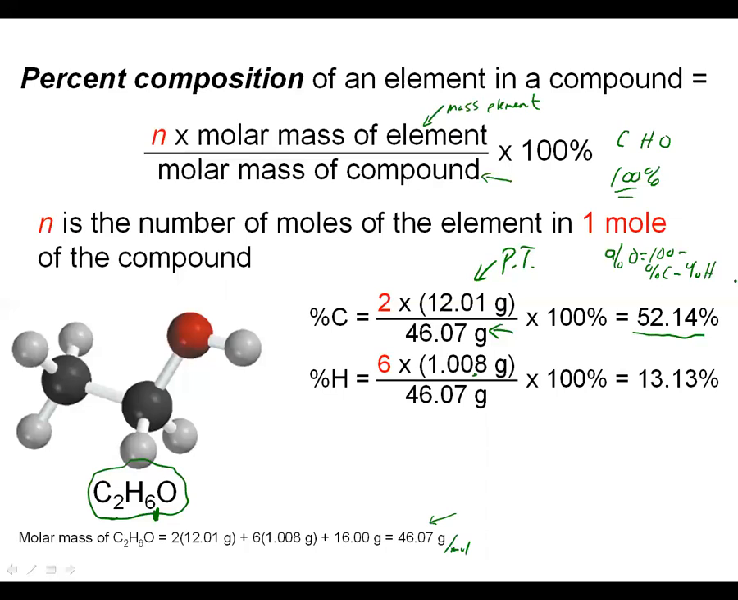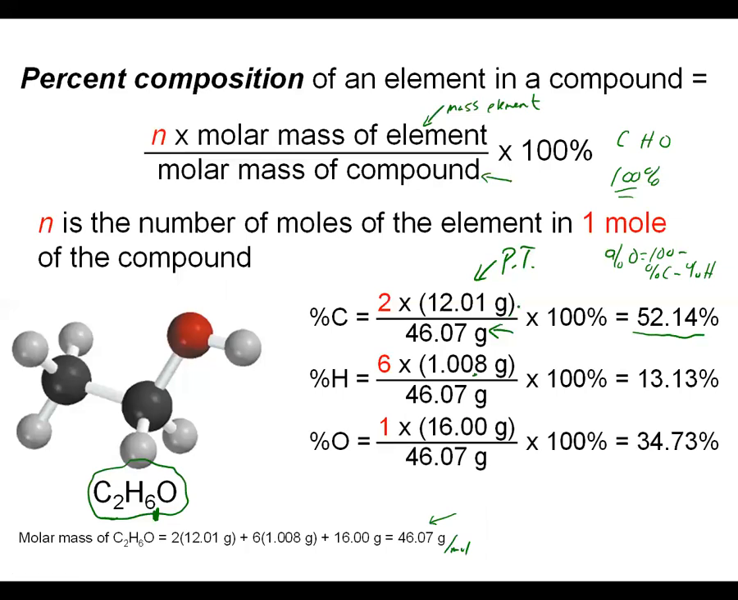Or you could just do the calculation like the other 2 and take, since there's only 1 oxygen in that compound, the 16 grams per mole from the periodic table, divided by the 46.07, which is the molar mass of the entire compound, and that gets you 34.73% of it being oxygen. Obviously, just like we can use 100% here to figure out that last element, when you add up all these percentages here, it should be about 100%.